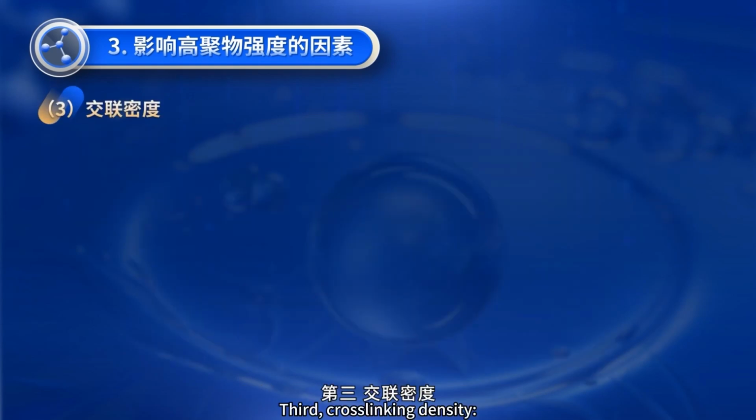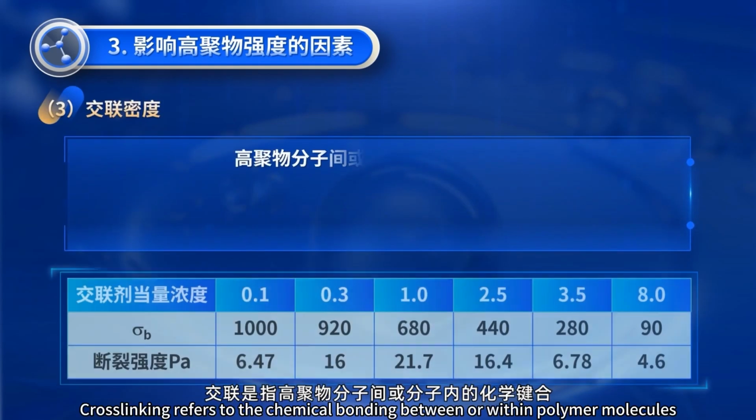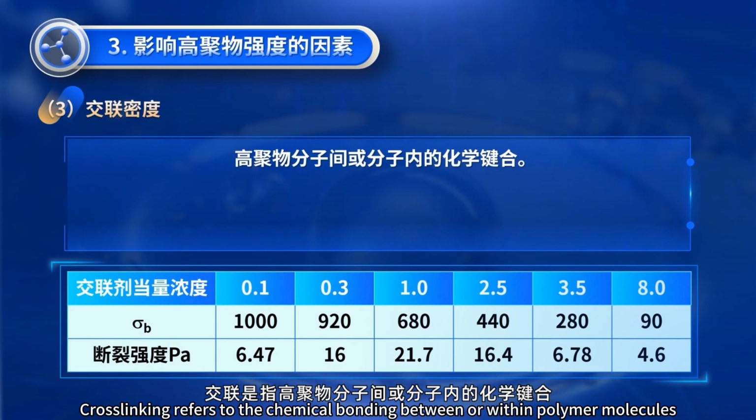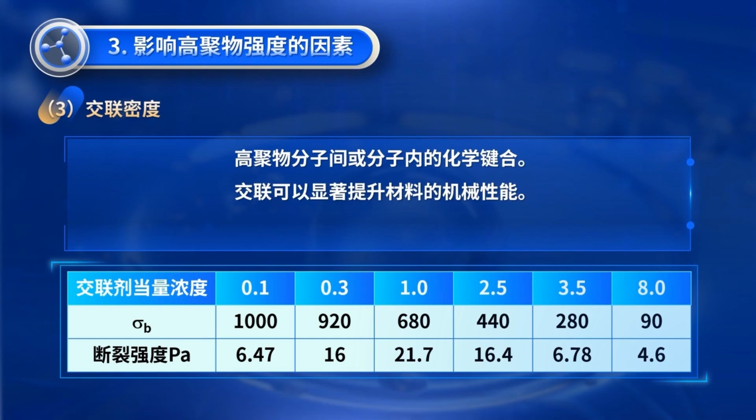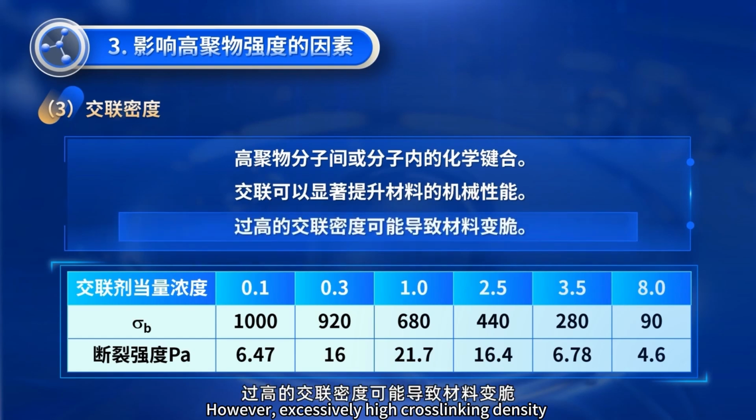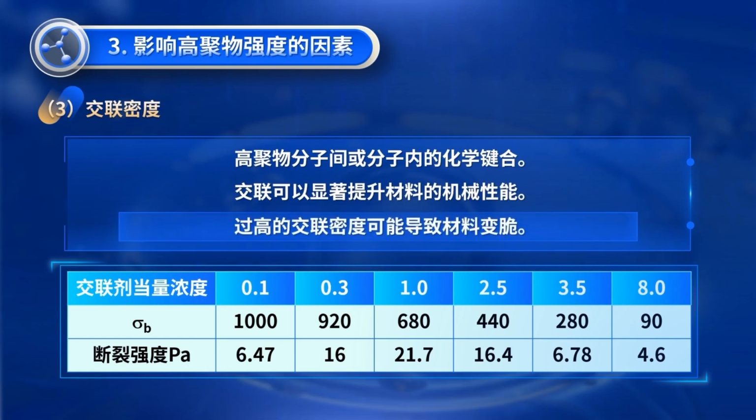Third, cross-linking density. Cross-linking refers to the chemical bonding between or within polymer molecules. Cross-linking can significantly improve the material's mechanical properties, such as strength and toughness. However, excessively high cross-linking density may cause the material to become brittle.